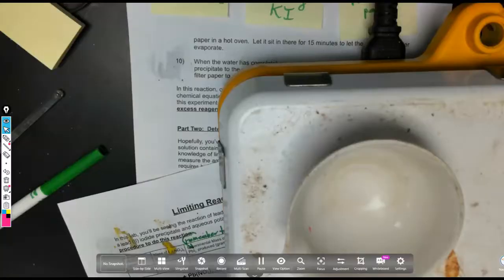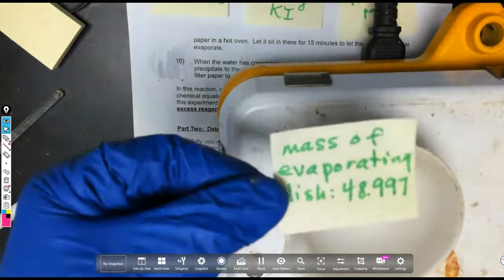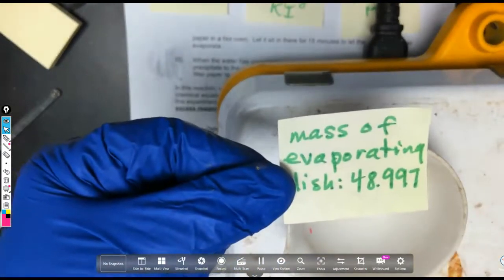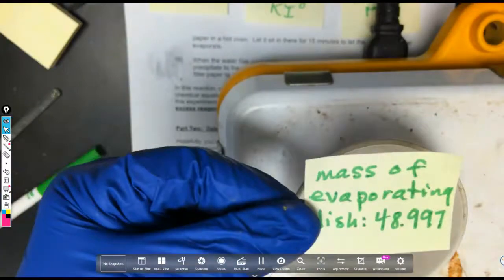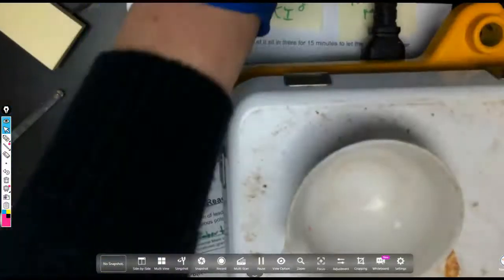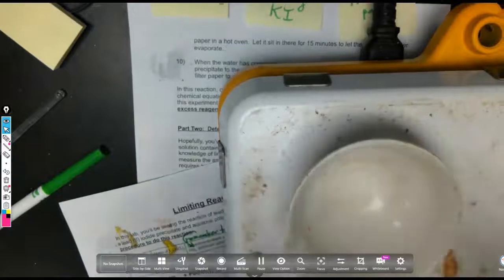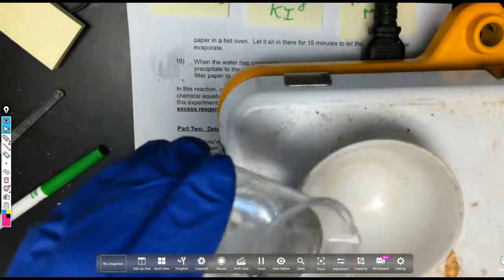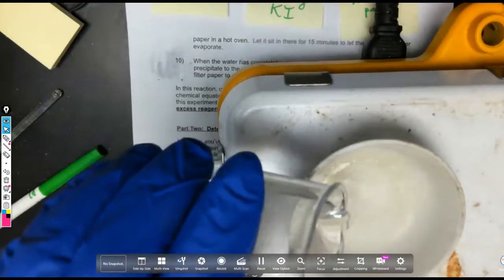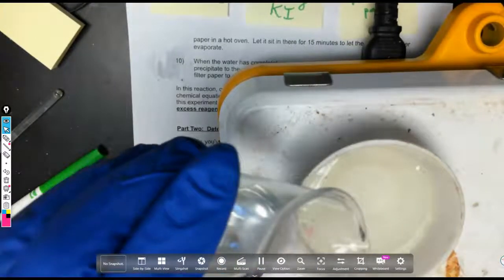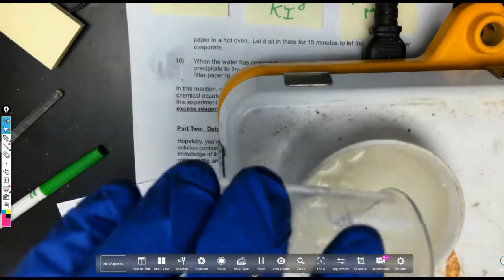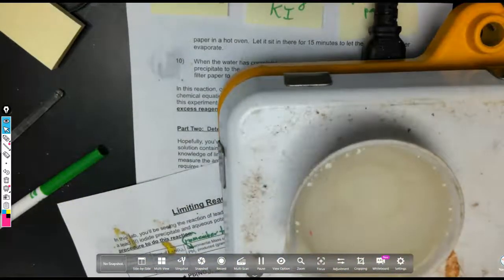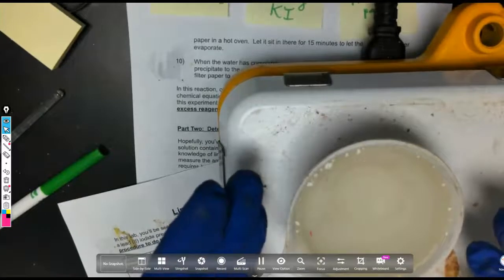Okay, here is our evaporating dish, and of course it is sitting on the hot plate, and I have measured the mass of the empty evaporating dish as 48.997 grams. All right, so since we know the mass of the empty evaporating dish, then when we pour our solution into our evaporating dish and let it have the time to boil and evaporate completely, then what we'll be left with is nothing but the residual amount of solid that was originally dissolved in here.